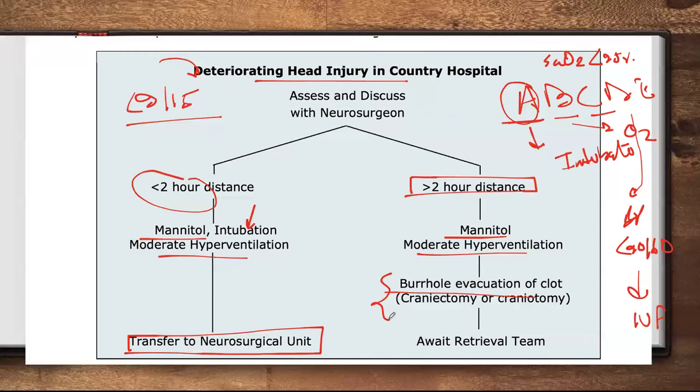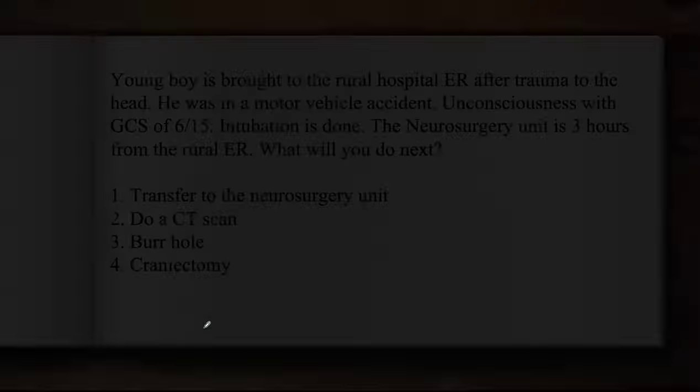Okay, so more than 2 hours distance. If CT is available, definitely we will do a CT. We will give all these medications and we will go for burr hole. If less than 2 hours distance, if CT is available, definitely CT. Then medication like mannitol, moderate hyperventilation, reduce blood pressure, elevate the head, and then you transfer the patient to neurosurgery. Does it make sense?